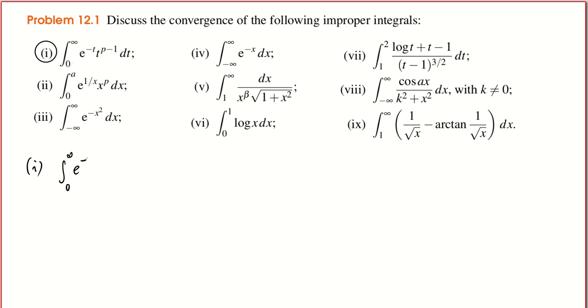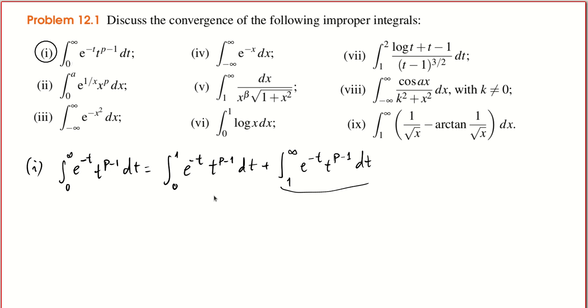So we have this, and we separate the two cases by splitting it at, let's say, 1. It doesn't matter which point you choose, but 1 is a convenient point. Then you have the integral from 1 to infinity of the same integrand. Now we have to analyze the two cases separately. So let's focus on this second integral here.